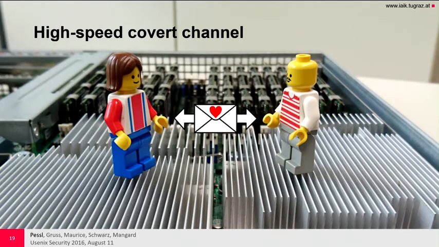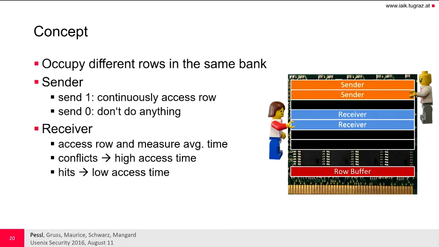Our first attack is a high-speed covert channel that allows these two guys to talk across CPUs and VMs. This covert channel works as follows. First, the sender and the receiver, so Romeo and Juliet, need to agree on one bank, which they use for transmission. Then they need to allocate memory, which is in different rows, but in this one bank. This is actually fairly easy to do.